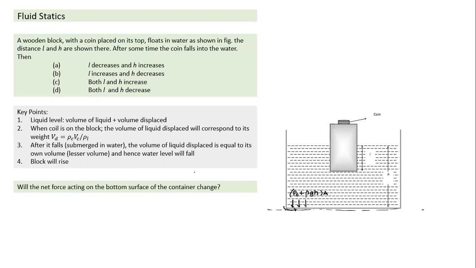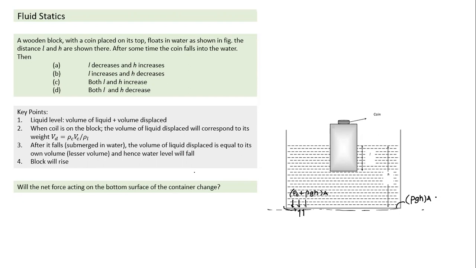Because unless the surface contacts are made airtight and all air molecules are removed, there's always pressure acting from the other side as well. So if we have to calculate the force exerted by the liquid, it will be equal to P naught plus rho gh into area. But what is the net force on the bottom surface? Net force will be minus P naught. Net force on the bottom surface will be equal to rho gh into area.